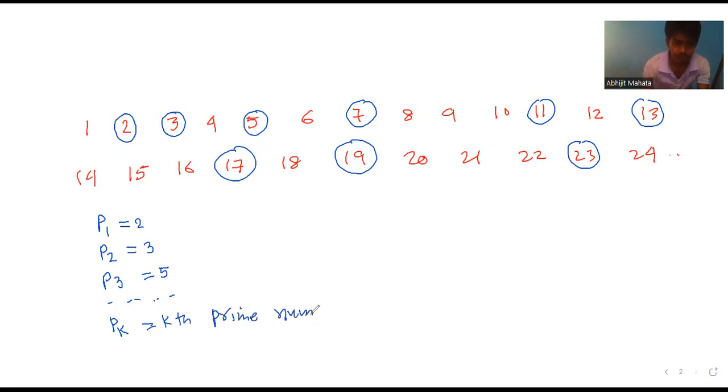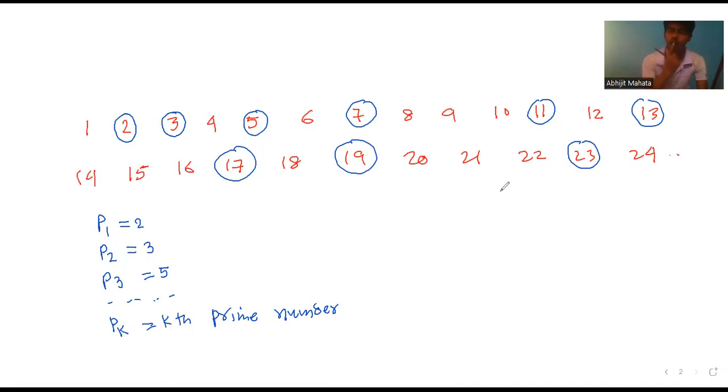So you can think about this. If you want to think what will be the kth prime number, if you want to write a formula, then you have to understand: does there exist any regularity in the coming of the prime numbers in the natural number sequence? That we have to check first.